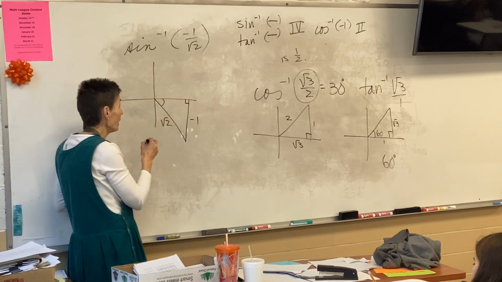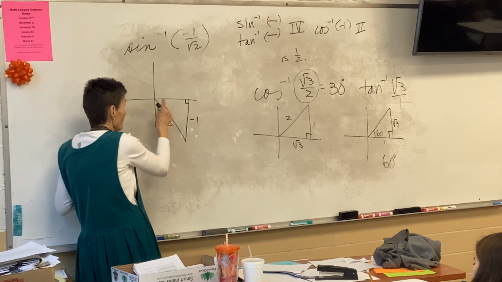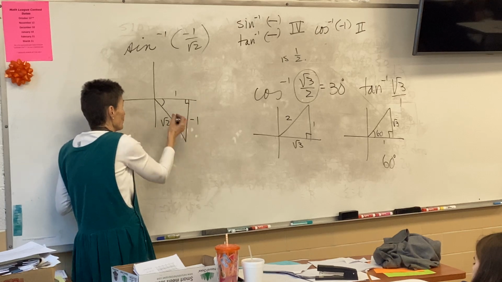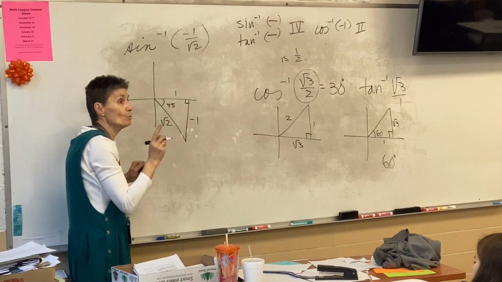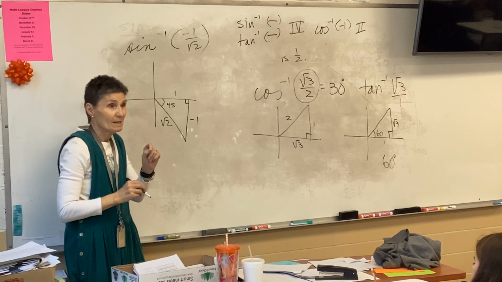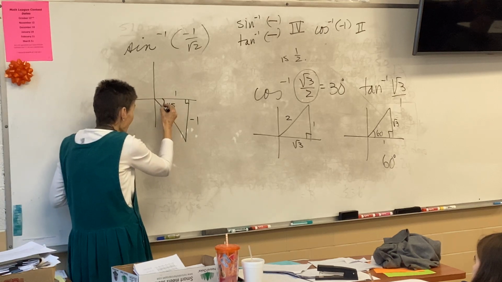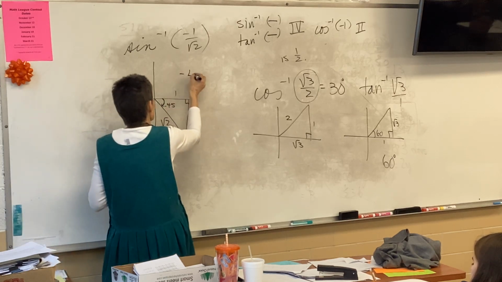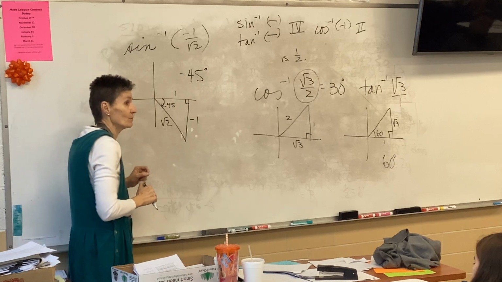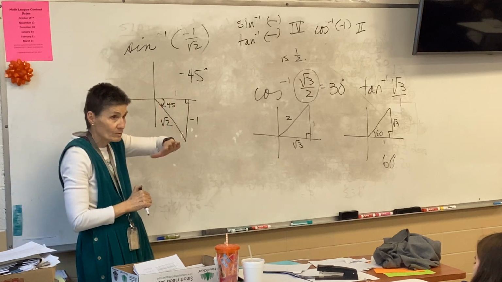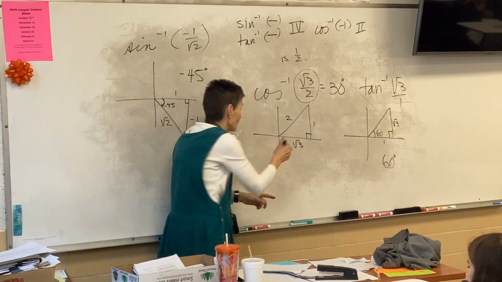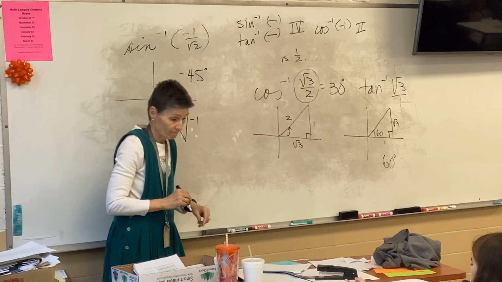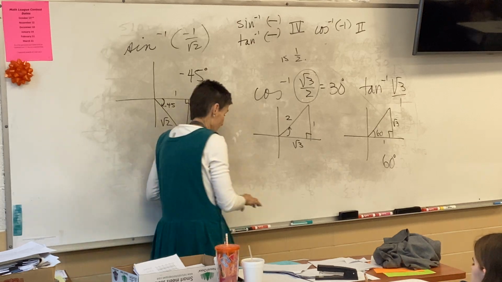Now, can you tell how big that angle is? Yeah, this is a 1, 1, root 2 triangle. But don't say 45, because didn't we come down to get that angle? So negative 45. So the answer is negative 45 degrees. We came down to get it. We didn't go up like we did here. We came down. Okay?